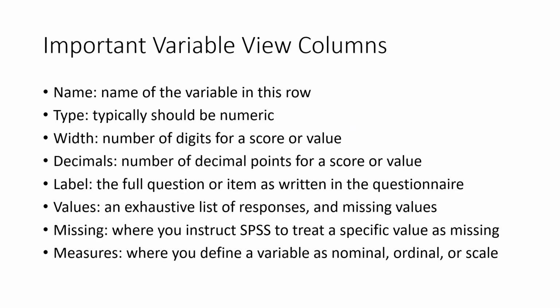Okay, so looking at the variable view columns here, bearing in mind we're still in variable view where each row now corresponds to a variable. There are some columns that are more important and other columns that are less important. So let's have a look at some of these columns here on this slide. The first column that you will see in variable view refers to the name of the variable in this particular row.